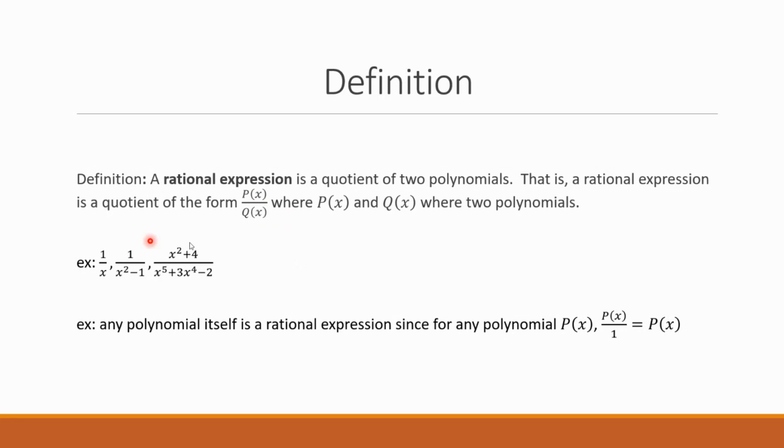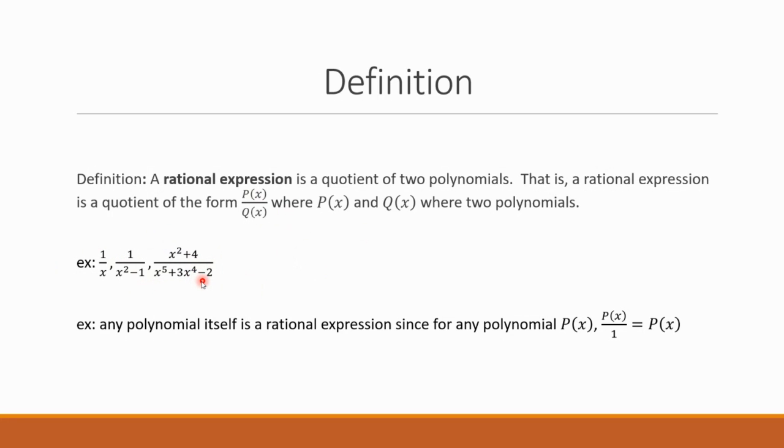Now, here are just some examples, like 1 over x. That's a rational expression. Constants themselves are polynomials. We have 1 over x squared minus 1. We also have x squared plus 4 over x to the 5th plus 3x to the 4 minus 2. All right, so these are just some easy examples of rational expressions. Right, one polynomial over another.